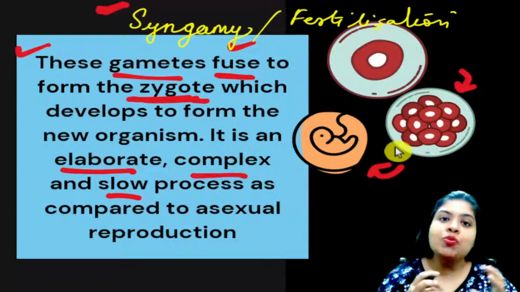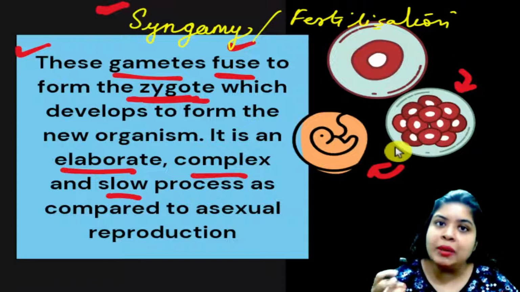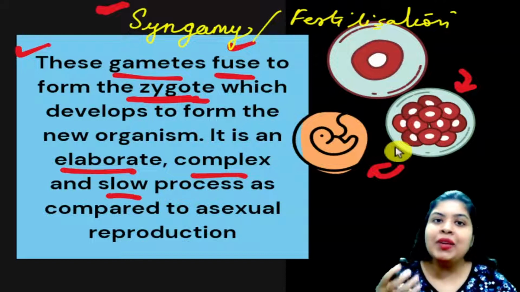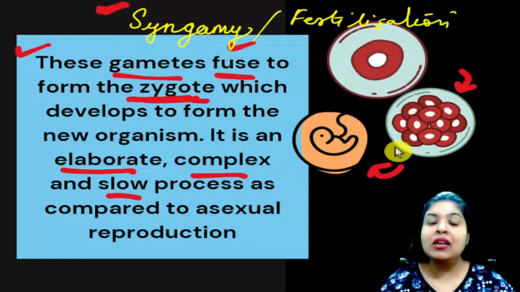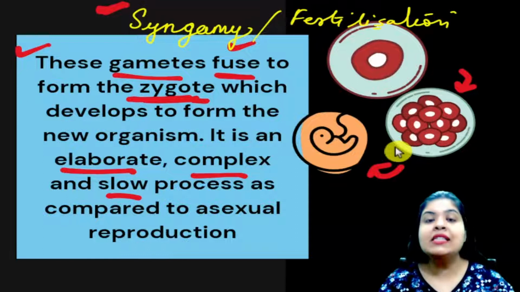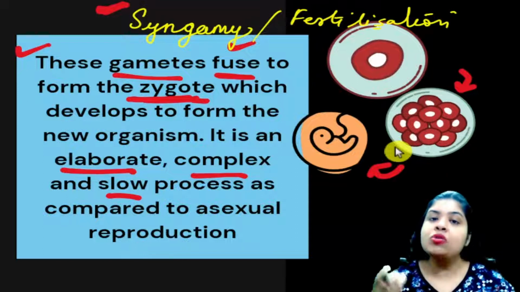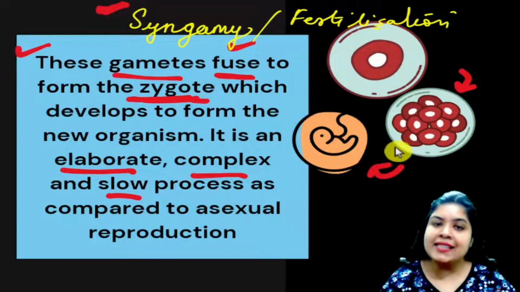Okay, so this is what is happening in sexual reproduction, and this is how it is different from asexual reproduction. It is a pretty slow process, it is an elaborate process, and it is also more complex than asexual reproduction.